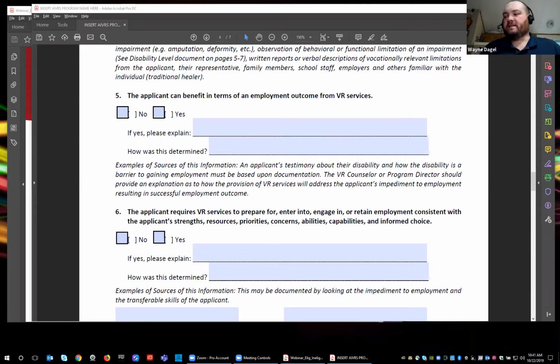So it's really easy to say, well, I could find a way to make that individual eligible, the individual with paraplegia. I could find a way to make them eligible. But is it appropriate? That falls into that ethical guidelines that we as VR counselors and VR programs have to follow. We have to make that determination of, does the applicant require VR services? So that one gets a little convoluted at times and confusing. So please, if you have questions about that last step, feel free to throw them out there. We'll answer them as they come in.